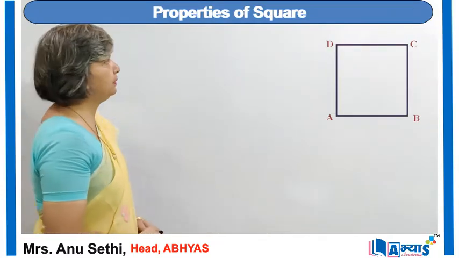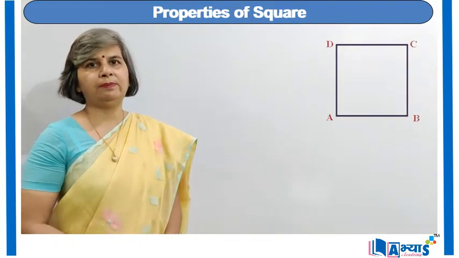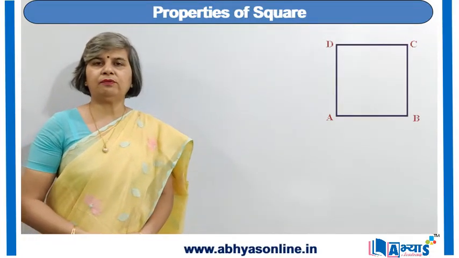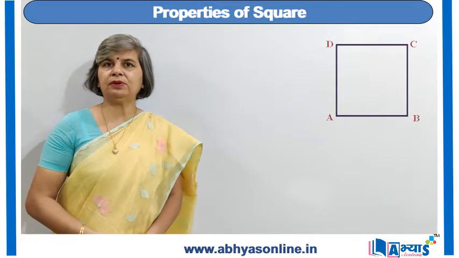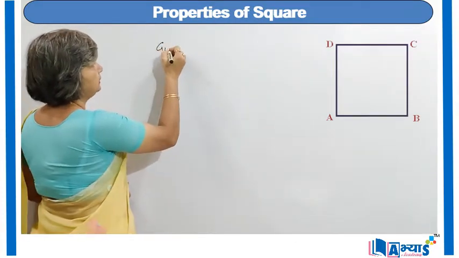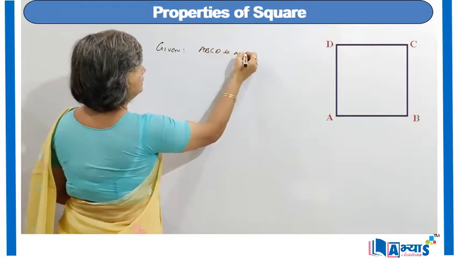So now the theorem is, we have to prove that if ABCD is a square, and it has been given that AB is equal to BC, then all the four sides are equal and all the four angles are equal. That means it has been given to us that ABCD is a square.